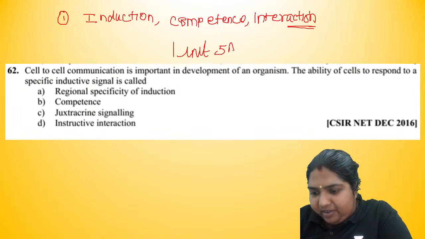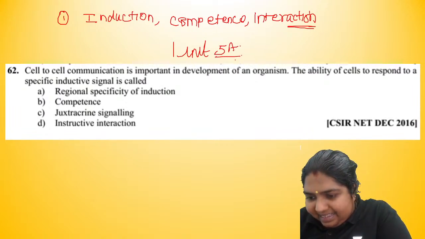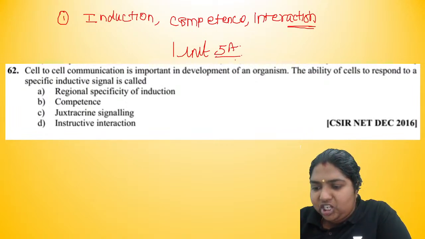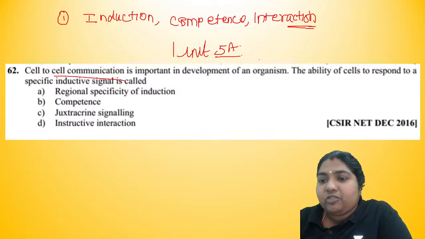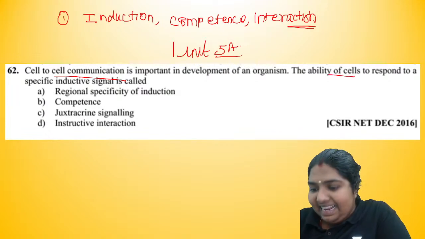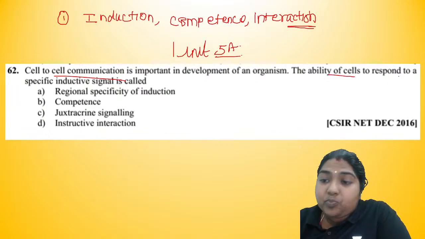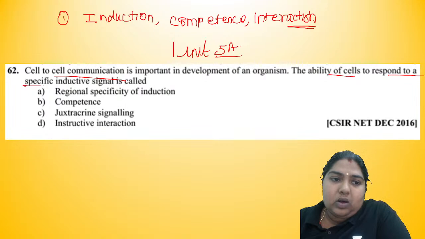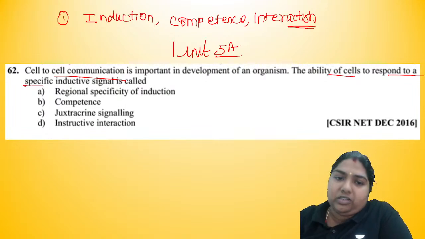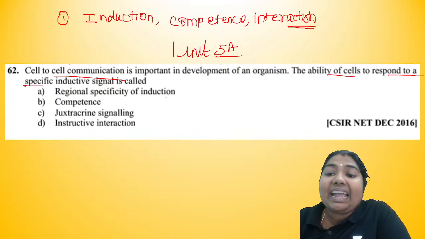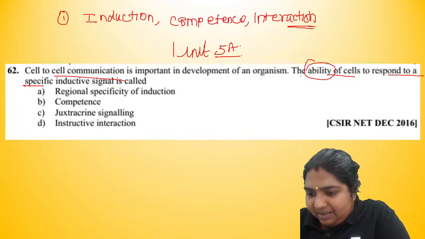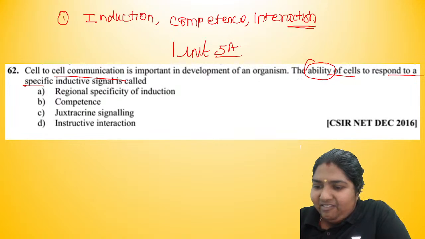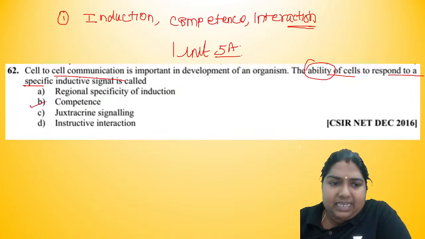So the cell-to-cell communication is important. So the ability of the cells to respond to a signal. So a cell is responding to a signal. So what is this ability called? Fantastic guys. It is going to be the competence.